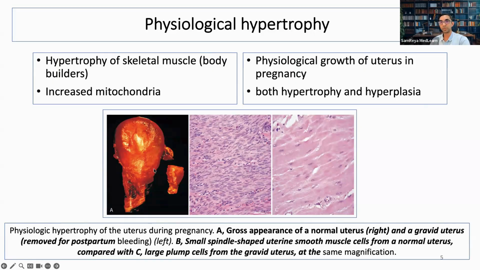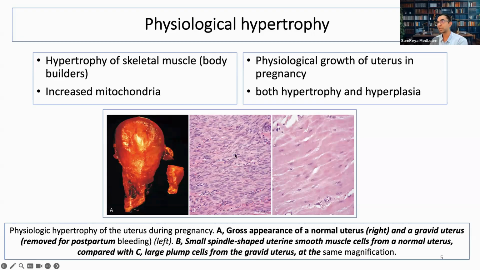So these are two uteri in this first picture. This one is the gravid or pregnant uterus. This is the gross appearance. You see it is 10 to 15 times or even bigger than what the normal looks like. The next two images are if you want to compare the histology and the smooth muscle cells that you would have seen under your microscope from a normal uterus, versus the one which has undergone hypertrophy.